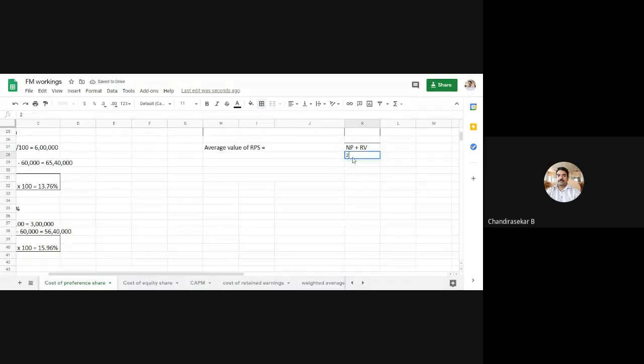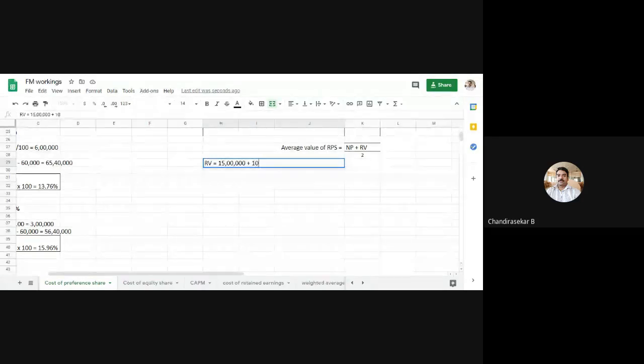Divided by 2. Okay. So we calculated net proceeds. Now, what is called redemption value? Redemption value is equal to: for every 15,000 debenture, the company agreed to pay a 10% premium. So how much does the company have to pay back after 20 years along with the 15 lakh? Here, redemption value is equal to face value plus 10% premium on redemption, right?